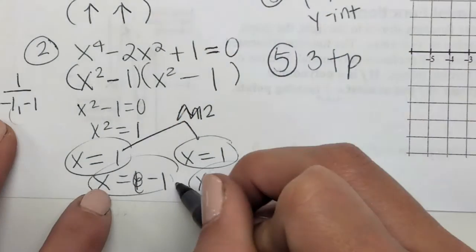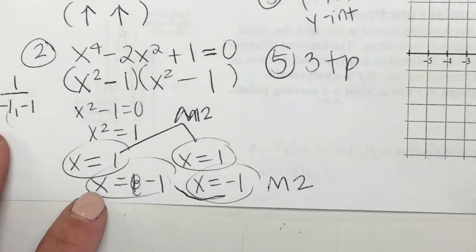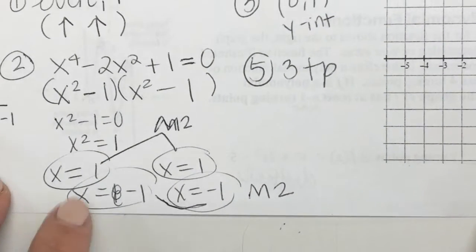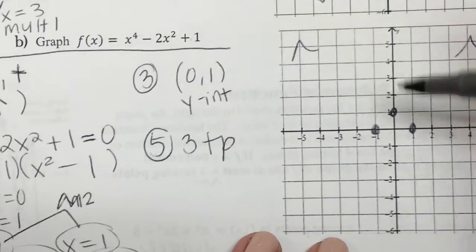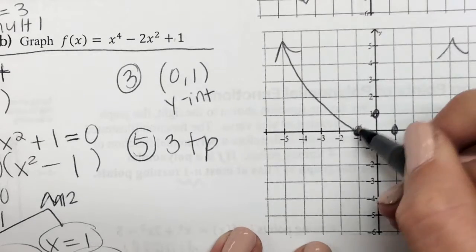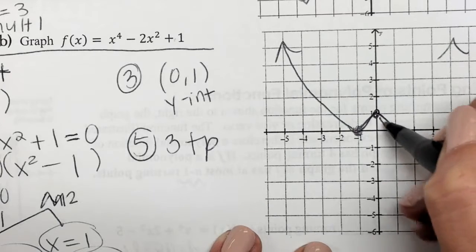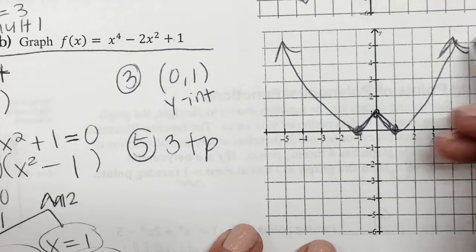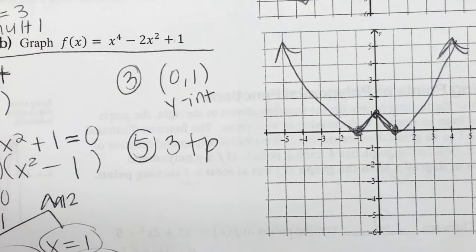What about for negative 1? 2. Same thing. So they both have even multiplicities, so that means they're both going to do what on the graph? Bounce off. So when it hits this x-intercept, it's going to bounce off, go through this point. When it hits this one, it's going to bounce off, which would make sense because it goes up on both sides. So that's a rough draft of how your graph should look.